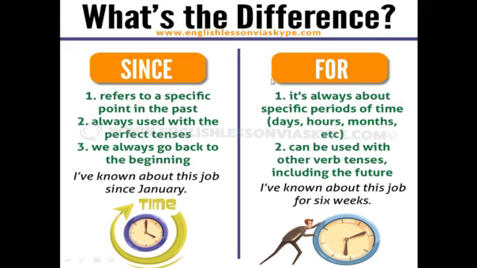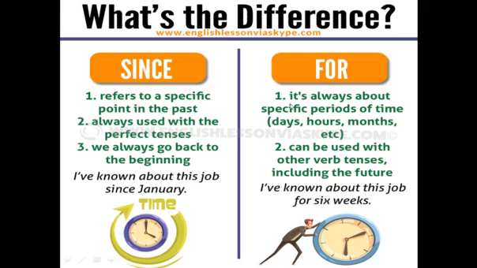I added this slide because I find students always get confused between since and for. So what is the difference between since and for? We use since if we're talking about a specific point in the past. Like in this example here, I've known about this job since January. So the exact point is January. I've known about this job since 1991. The exact point is 1991. I've known about this news since 3 a.m. So it is an exact point in the past. The time is precise, specific, so we use since.